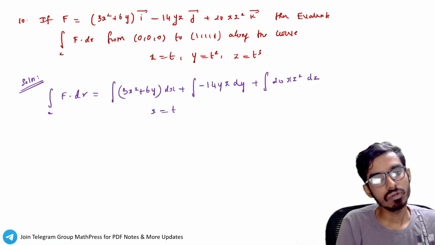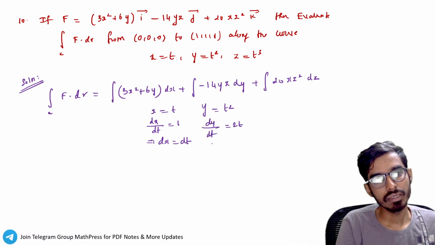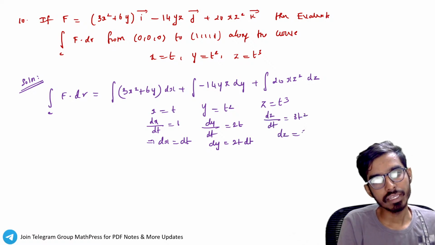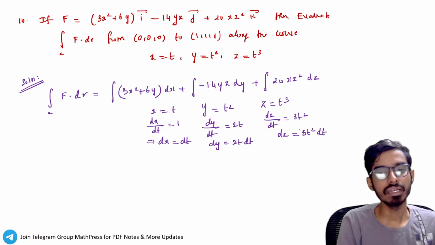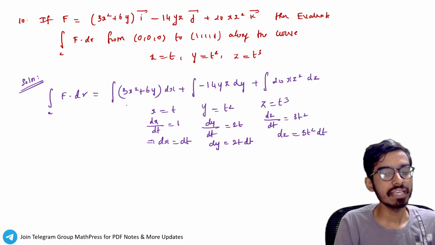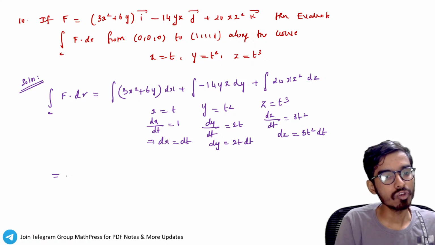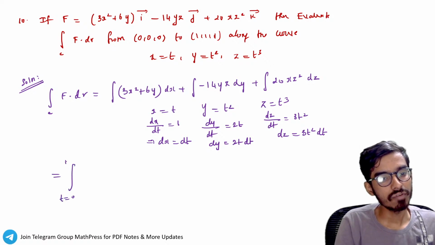So we have x equal to t, that means dx by dt will be 1. Therefore dx is equal to dt, and we have y is equal to t². So dy by dt is equal to 2t. So therefore dy will be 2t dt. z is t³, so dz by dt will be 3t². So dz will be 3t² dt, right? And you replace x by t, y by t², z by t³. So everything will be converted in terms of t, and t varies from 0 to 1.